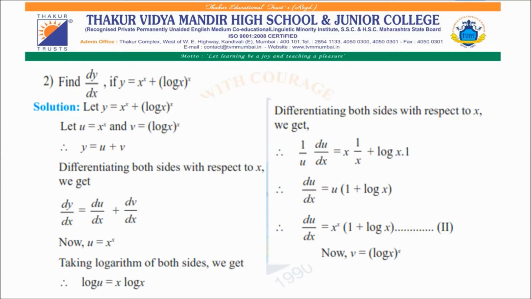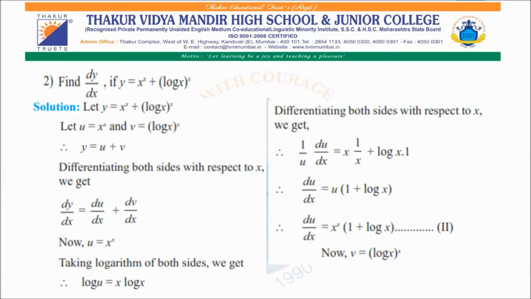So we write, taking logarithm on both sides, we get log u equals log x raised to x. Log of x raised to x becomes x log x. Again here we apply product rule u into v. x is u, log x is v. So x into derivative of log x, which is 1 by x, plus log x into derivative of x, which is 1. Clear? And derivative of log u is just like log y, so 1 by u du by dx. Transferring u from left to right side, we get du by dx equals u(1 + log x).